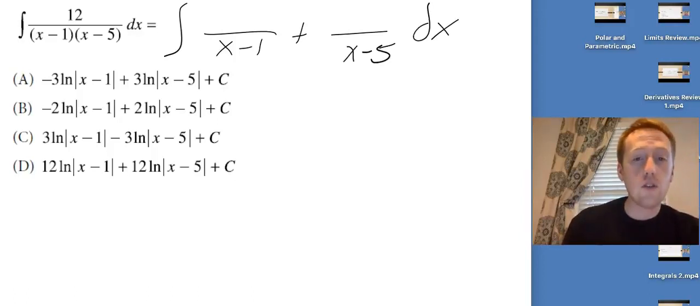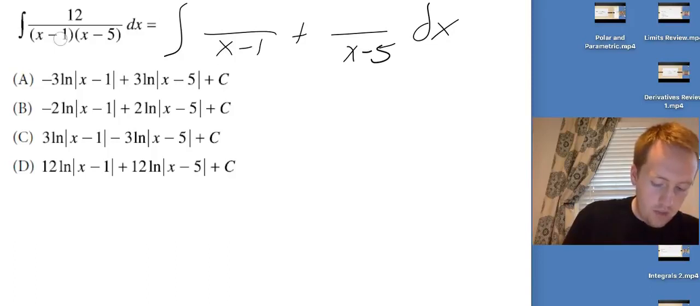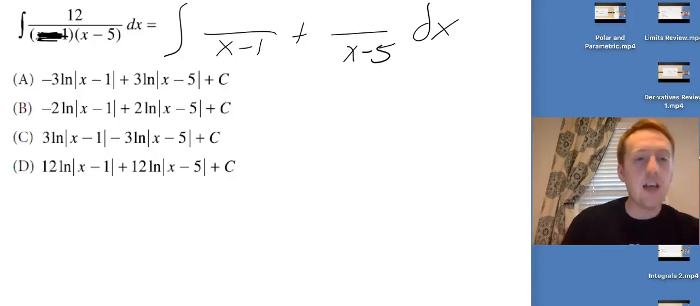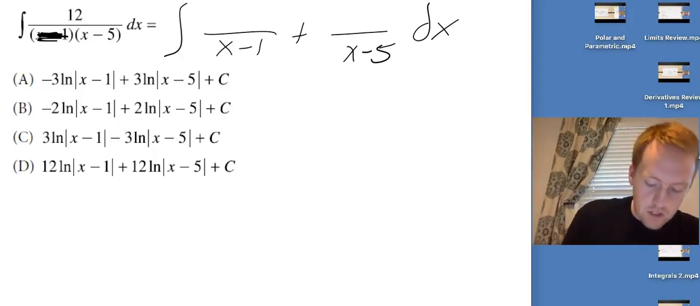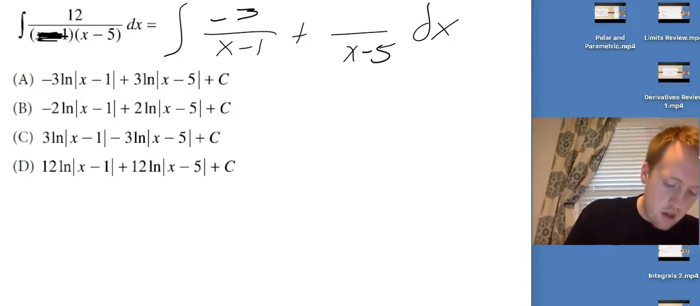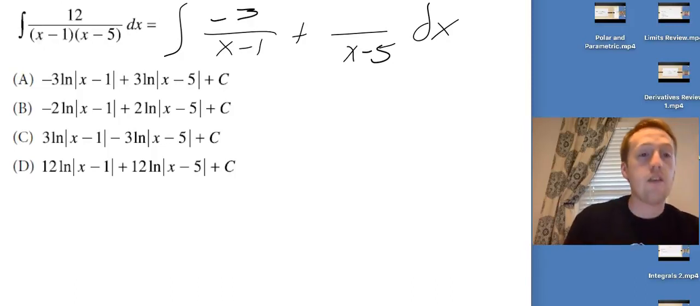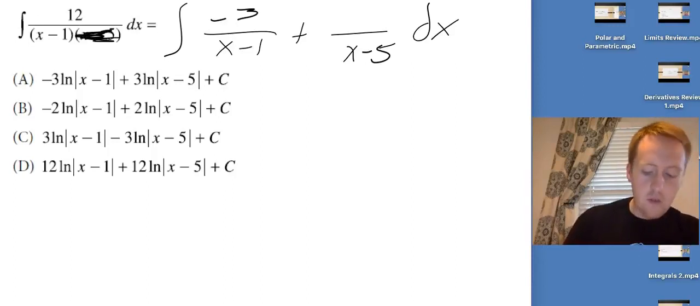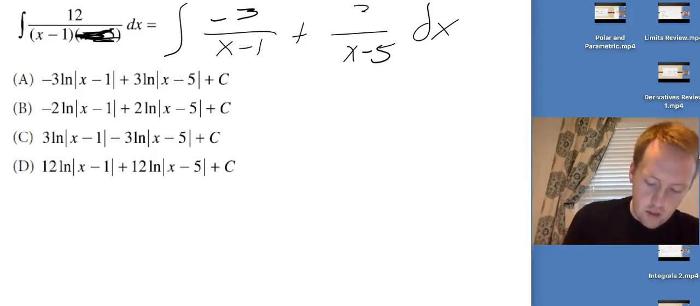So to figure out what goes over the x minus 1, I'm going to take its root, which would be x minus 1 equals 0. So x equals 1, that's the root of this. I'm going to cover everything else up and I'm going to plug in that 1. So I see 12 over 1 minus 5. So that's 12 over negative 4, so this is negative 3. Then I'm going to do the same thing for the x minus 5. Its root is 5. So everywhere else, I'm going to put in its root and simplify. So 12 over 5 minus 1 is 12 over 4, so that's 3.